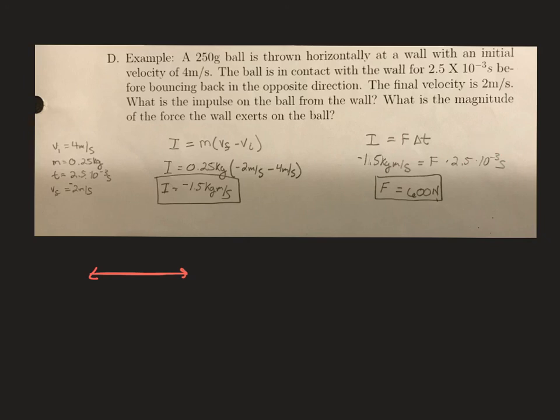And I've dropped the minus sign because I asked what the magnitude is, not what the magnitude and direction of the force is. So magnitude is just size, so I don't need that minus sign. So we get a force of 600 newtons.